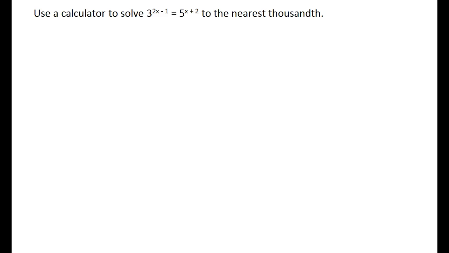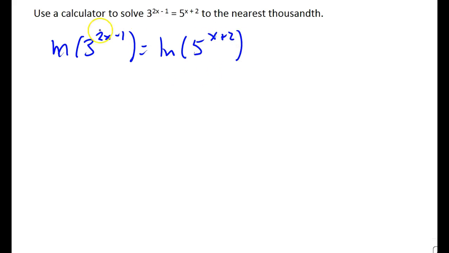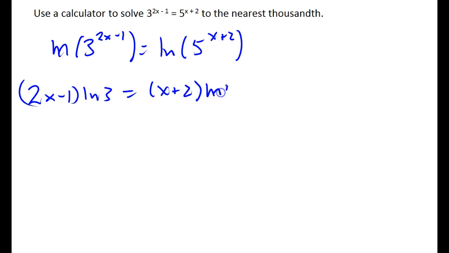So let's do a problem where we will use our calculator, and I'm going to just use natural log here. So the natural log of 3 raised to the 2x minus 1 equals the natural log of 5 raised to the x plus 2, and the 2x minus 1 will come around front, and I get the natural log of 3 there, and the x plus 2 will come around front here, and I have natural log of 5.